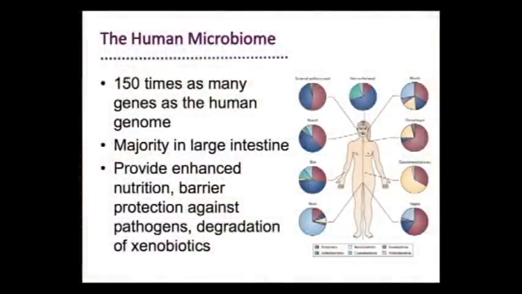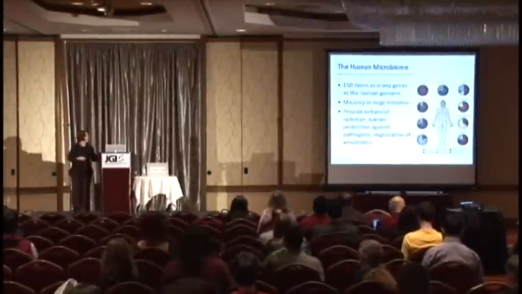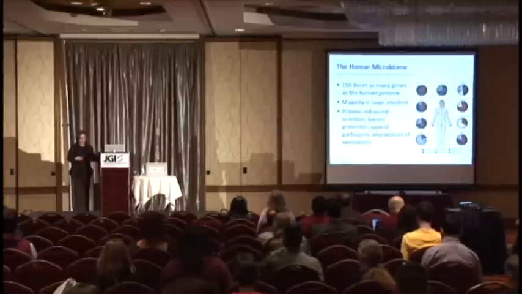As you know, there's 10 to 100 trillion cells that live on and inside our bodies, and they encode 150 times as many genes as the human genome. The vast majority of these live in the large intestine, and here they help break down fiber. They produce vitamins, they degrade xenobiotics, and so on.